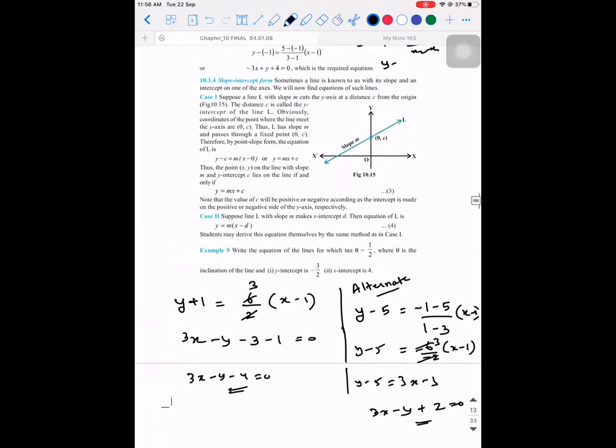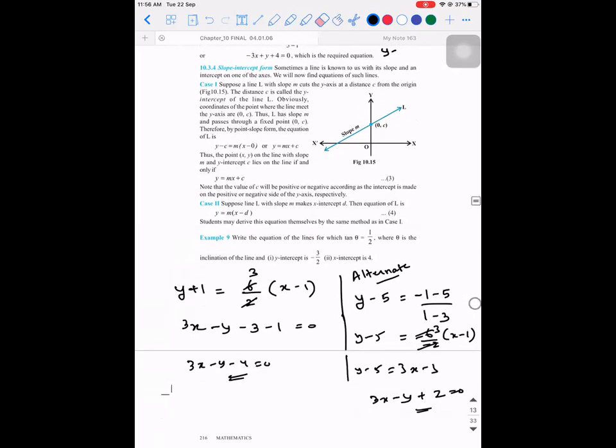Yes, the mistake is x minus 3. Understood why I took 3? Why did I write it as x minus 3? You're getting the same thing again? Yes, sir. y minus 5 is 3x minus 9, so 3x minus y minus 4 here also, the same. There is no rule saying that this should be x1 y1 and the other should be x2 y2. However you write, you will get the same answer. Understood?